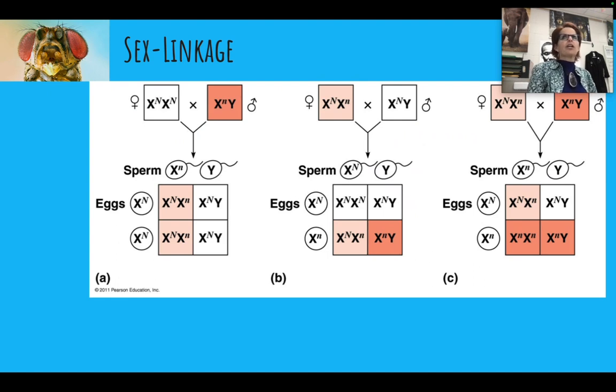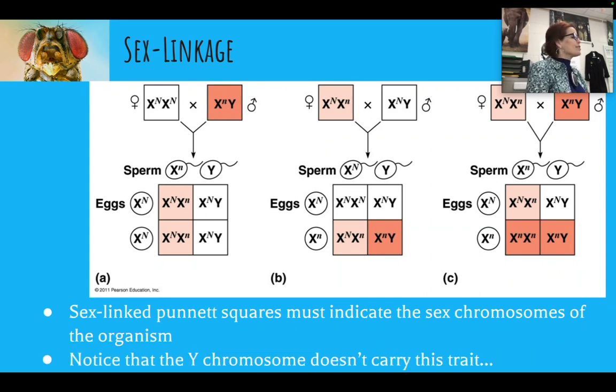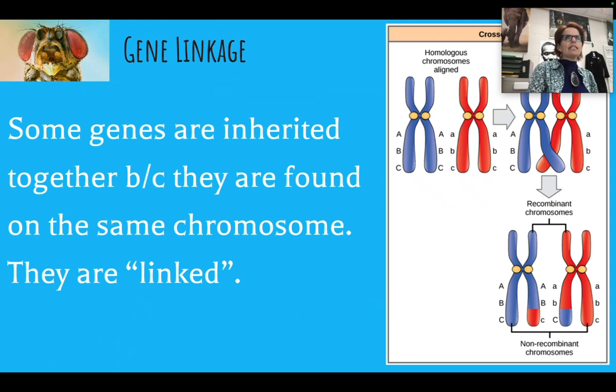Okay, and then sex linkage, you need to know how to do sex-linked Punnett squares. The thing that's unique about sex-linked Punnett squares is you have to show the sex chromosomes, and whichever one carries the trait, you put the little letter as a superscript. So in this example, the Y chromosome doesn't carry the trait. Notice that the Y is blank, there's no N by it. But the X's have either a capital N or a lowercase n, because the trait is carried on the X chromosome.